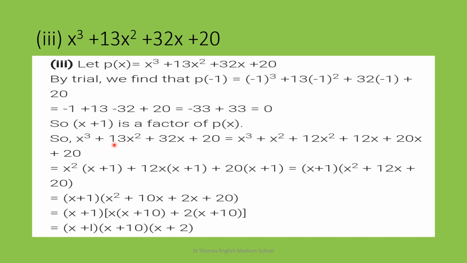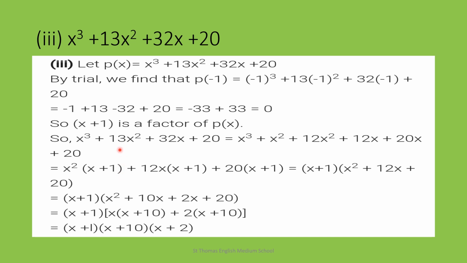Now the given polynomial x cube plus 13x square plus 32x plus 20. In this, from the first two terms you have to take x plus 1 as a common factor outside. So x cube plus 13x square. If you are having only x square here, your factor will be x plus 1. That means you have to split 13x square as x square plus 12x square. So from the first two terms, you can take x square as a common factor. So you will have x square multiplied by x plus 1.